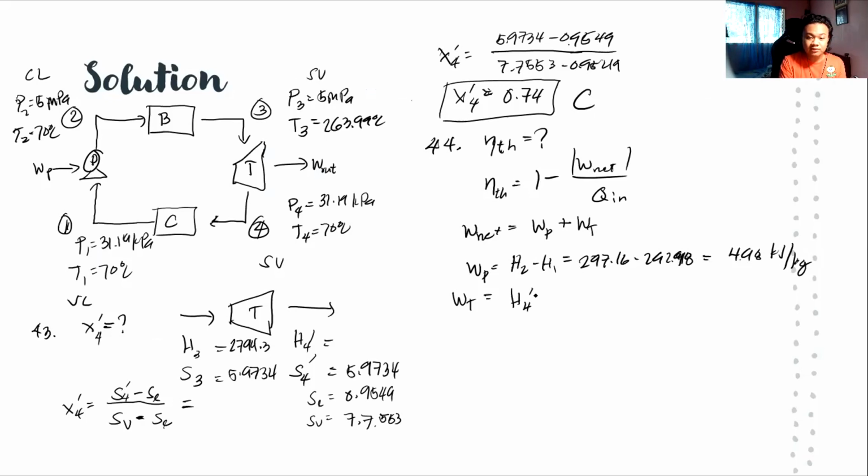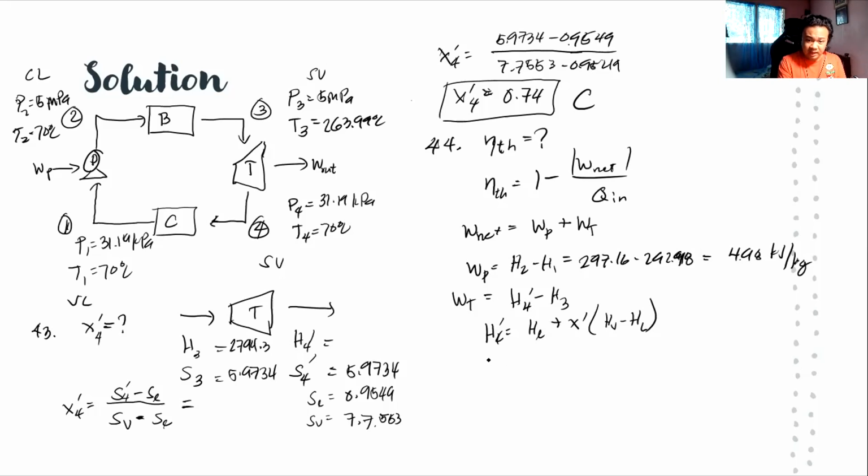So for our turbine, we have H4 minus H3, diba? Earlier, H4 minus H3, but we have H3 and we don't have H4 yet. How do we get H4? H4 is HL, so that's saturated liquid, plus the quality times the difference, or the latent heat of vaporization. That's how we get it.